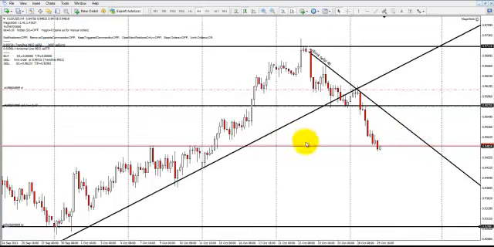So that's a pretty simple way to analyze a market. I'm looking for the methods of the bounce trade, the breakout trades, and pre-planning my stop losses as well as my take profits.